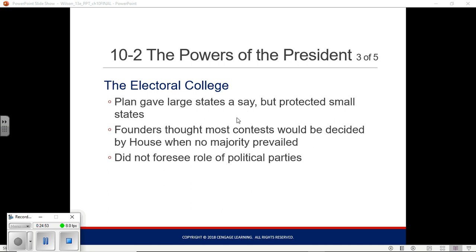Now, this seemed like a good plan. Now, I know some of you are going to go, wait, you just said that they fully expected it to fail to produce a winner. Yeah, that doesn't mean that it's a failed plan, because think of all the concerns that they were facing. They were concerned about small states being underrepresented or totally ignored. The Electoral College prevents that.